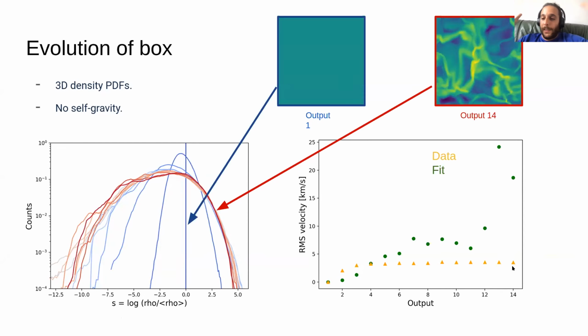So we can relate the width of the distribution to the RMS velocity of the gas. In yellow triangles, you will see the RMS velocity of the data, and in green, we see the fitted broadening of the PDFs using some turbulent model to get our RMS velocity. And it's more or less consistent, but we have a bit of weird things going on in the final outputs due to the shapes of the PDFs.